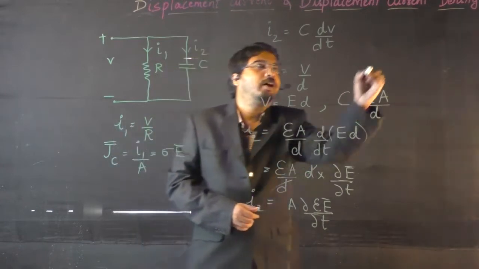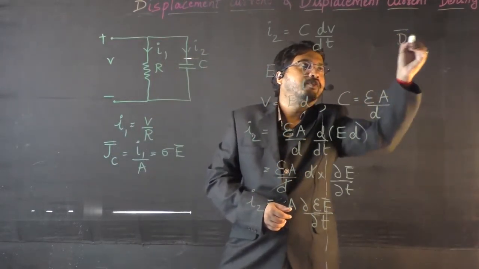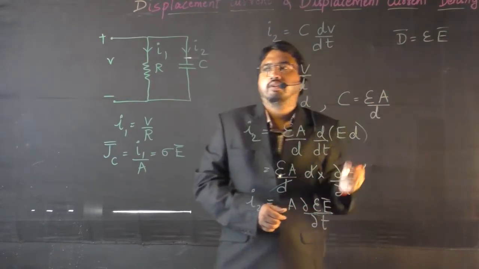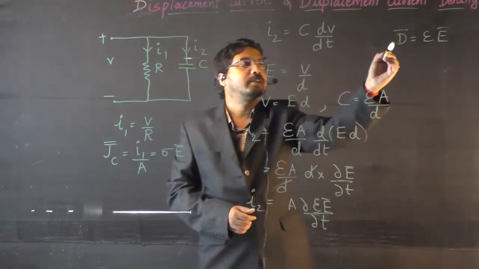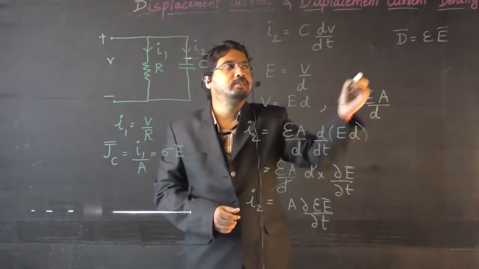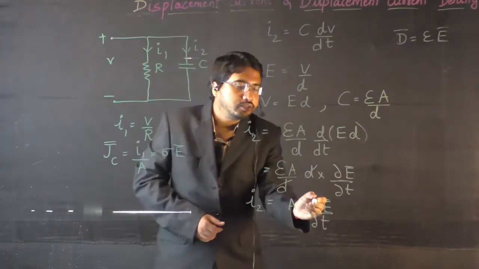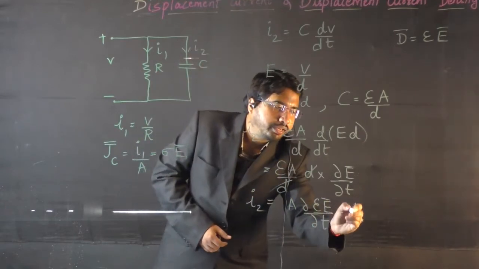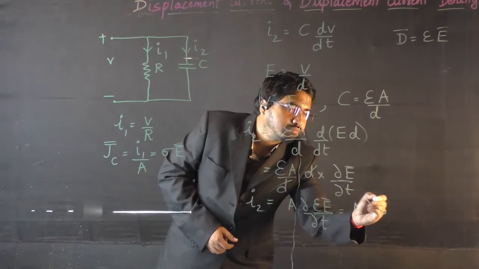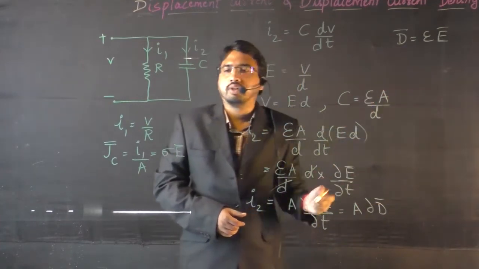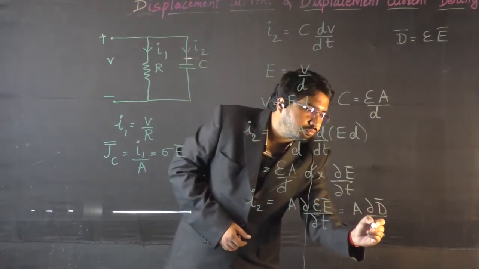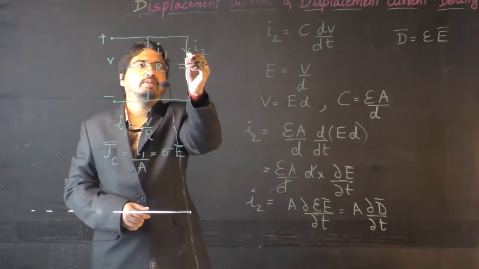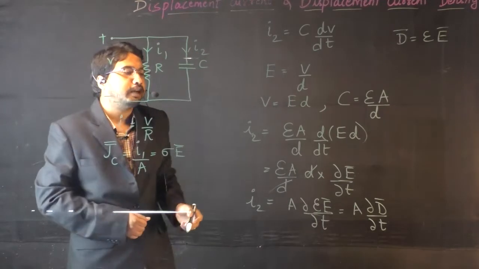But we already know that flux density D bar is equal to epsilon into E bar. We know that the relation between flux density and electric field intensity is D bar equal to epsilon E bar. So in the place of epsilon E bar, what can I write? I can write D bar, because epsilon E bar is equal to D bar. So we got the displacement current I2 that is flowing in this second branch of the capacitor.